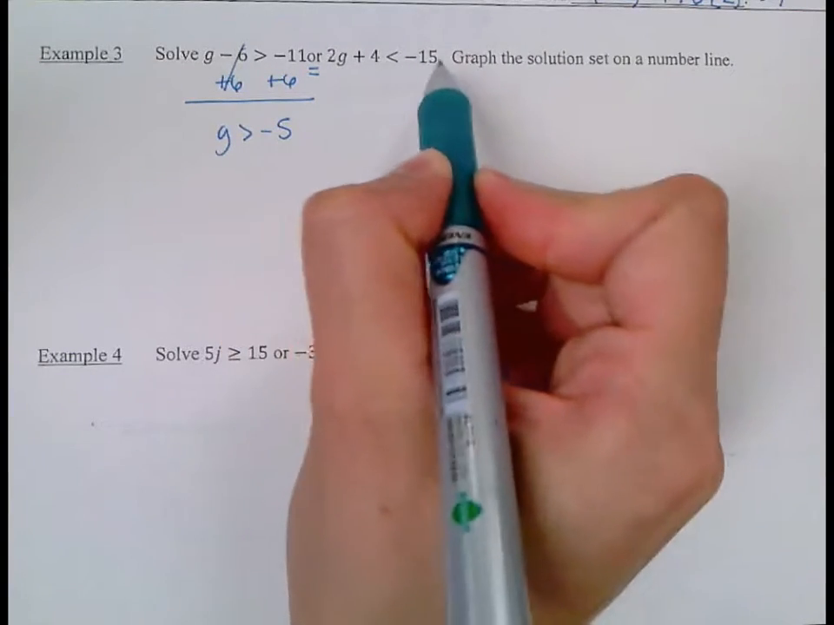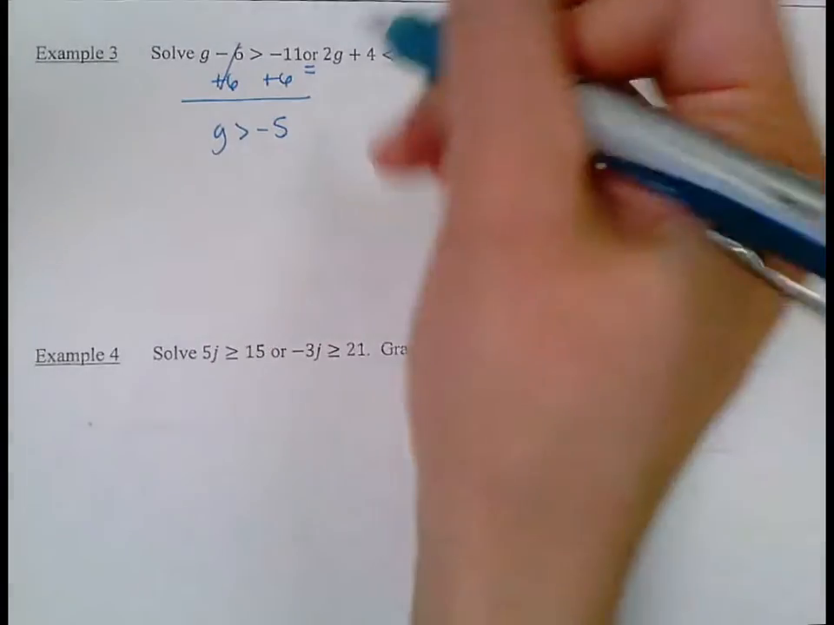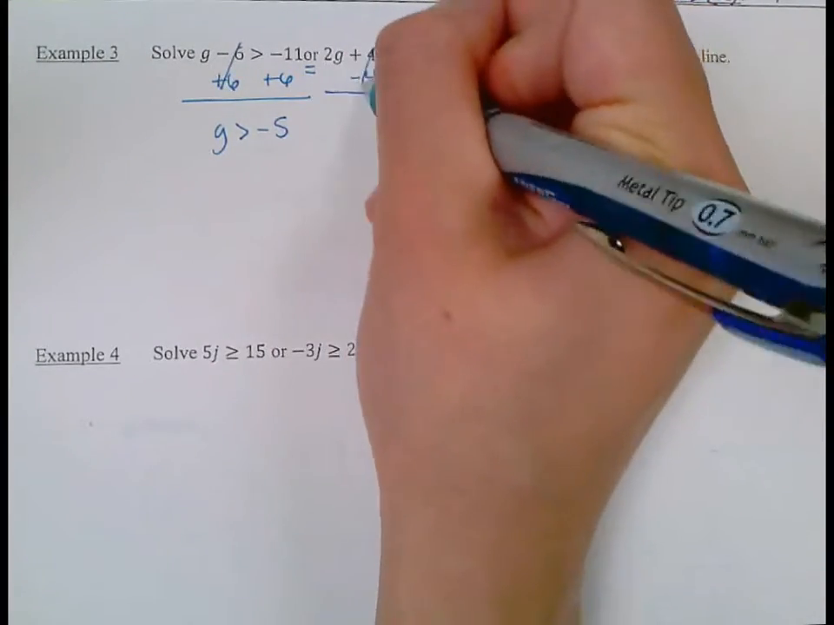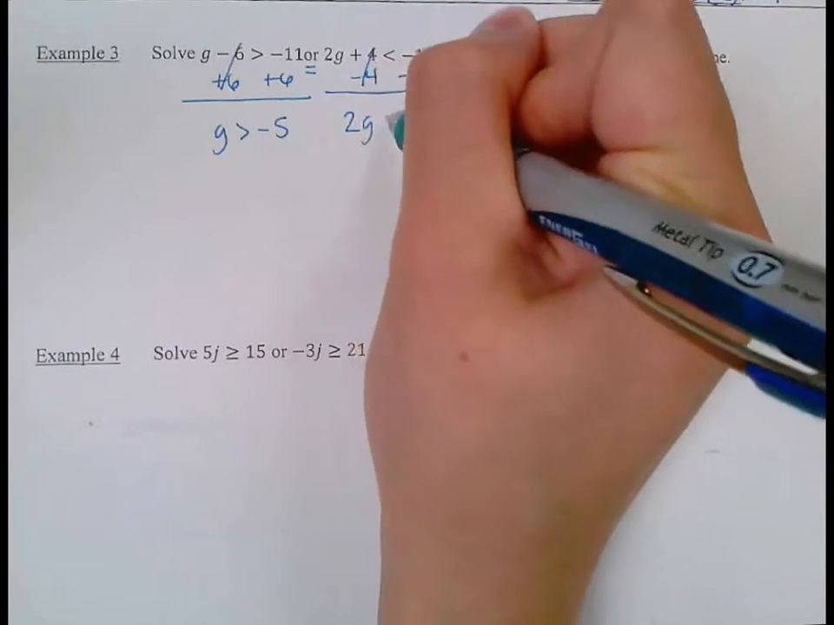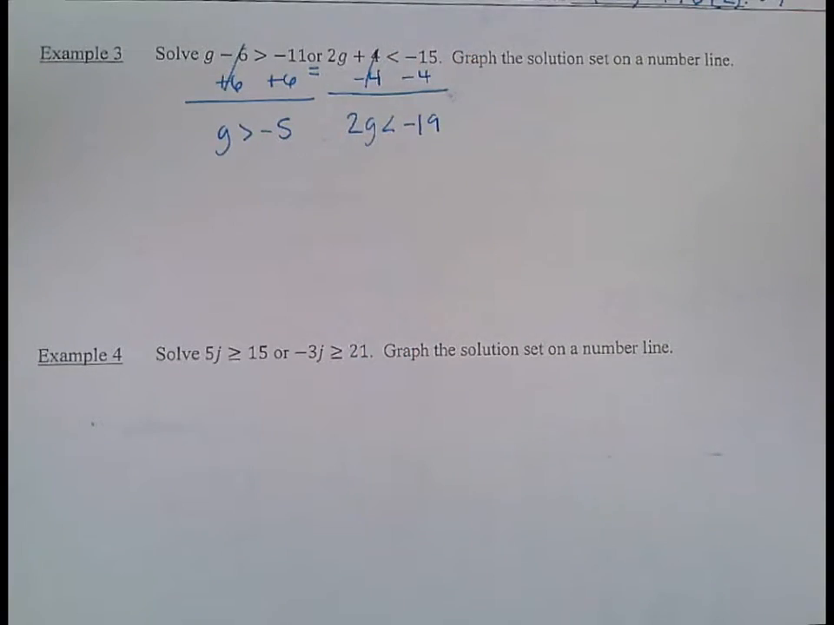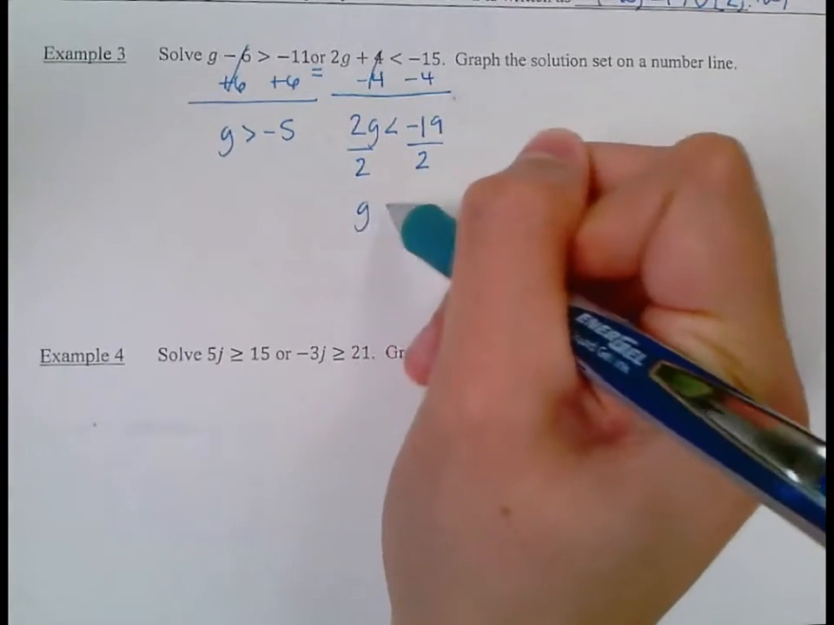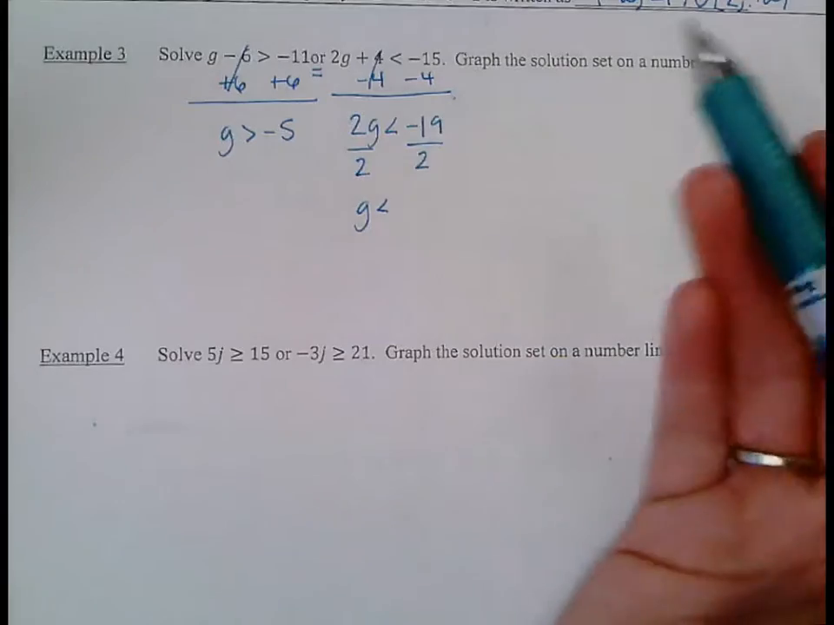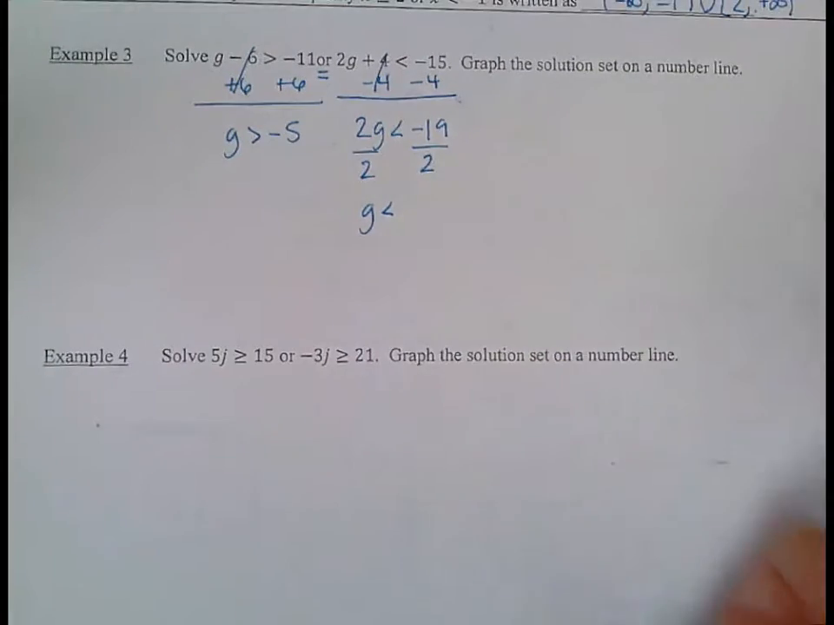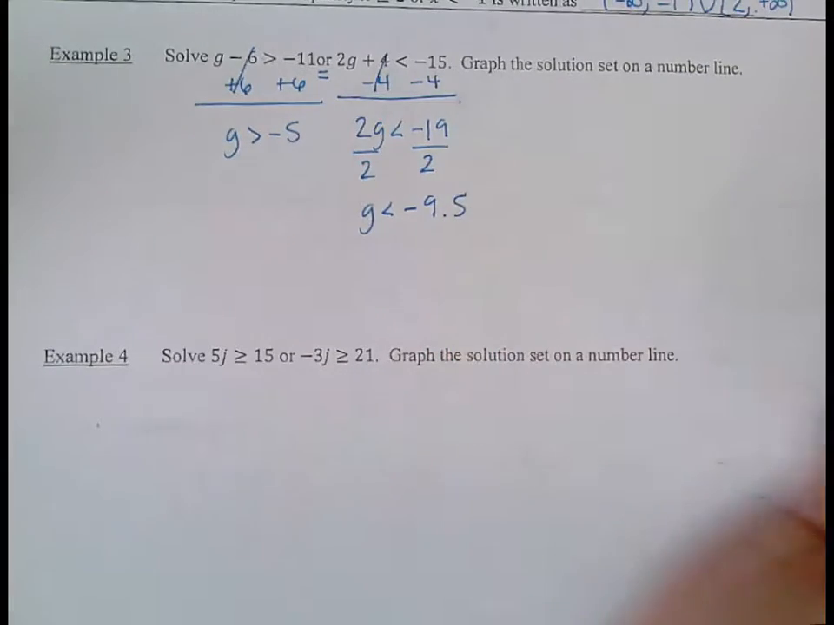Now I solve the other inequality for g. 2g plus 4 is less than negative 15. So subtract 4 first. So 2g is less than negative 19. And then divide by 2. So g is less than negative 19 over 2, I could leave this as an improper fraction, or it is negative 9.5. So I can write the decimal. It is terminating.